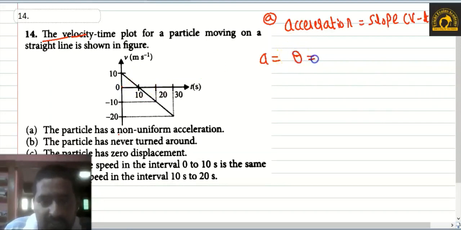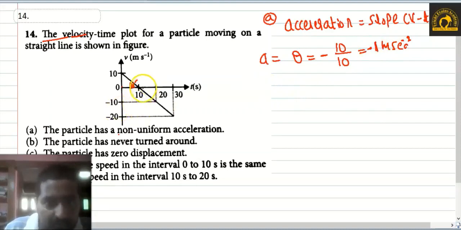Acceleration is equal to tan theta, which is opposite by adjacent with a minus sign. Why? Because this is an anti-angle. Actually the angle is this one, but this is the anti-angle, so it should be minus. Opposite is 10 by adjacent 10, so the answer is minus 1 meter per second square.